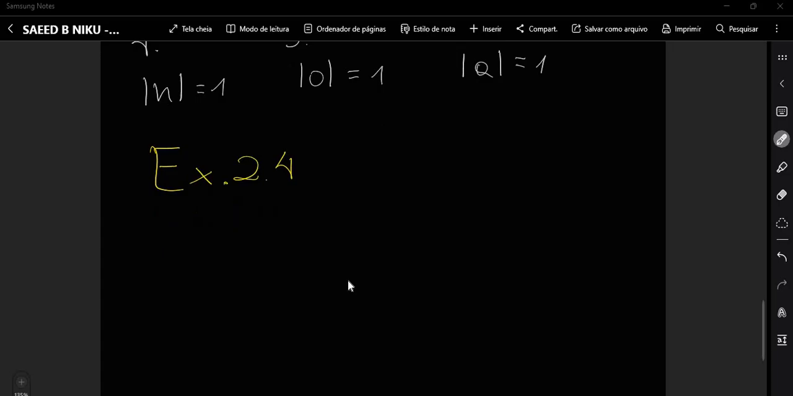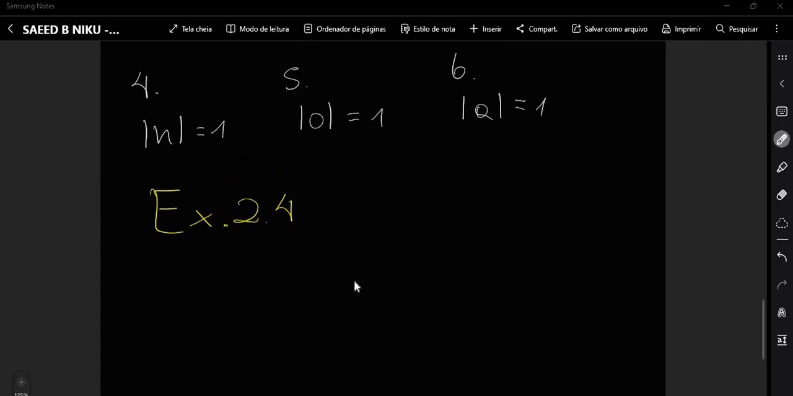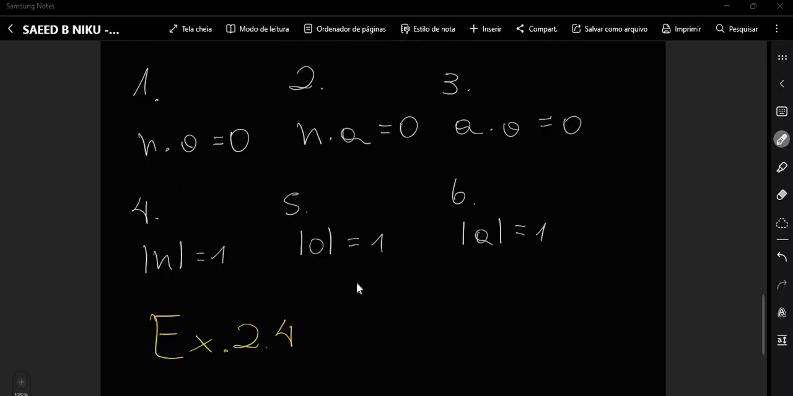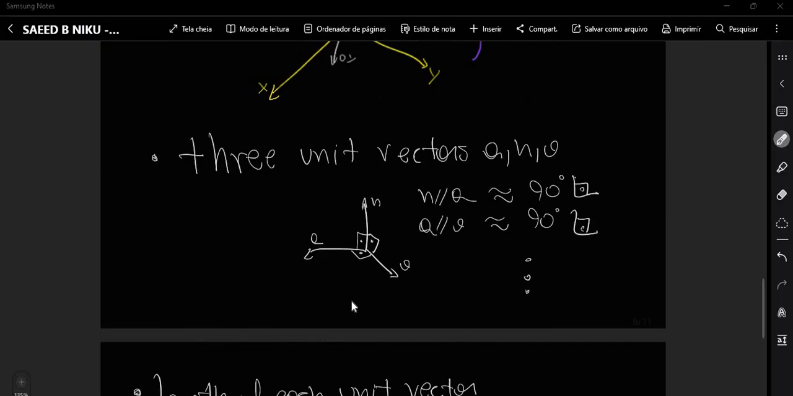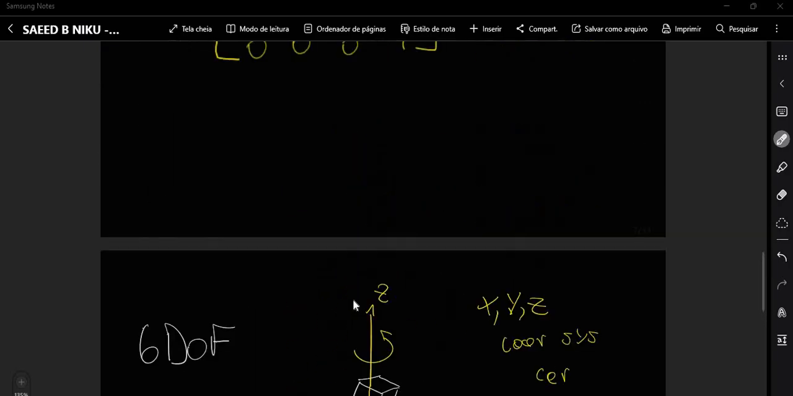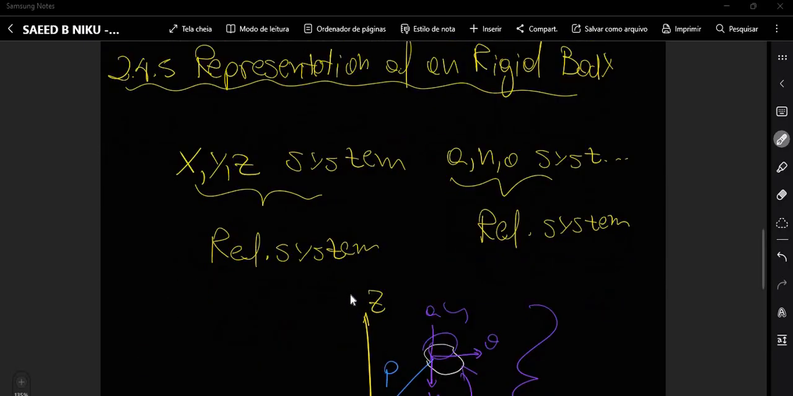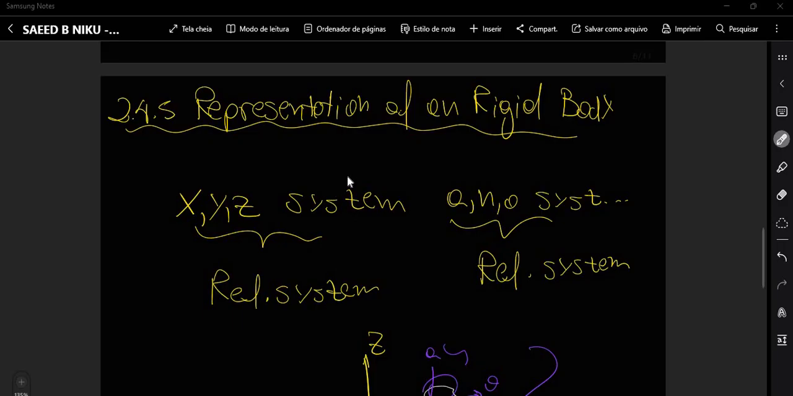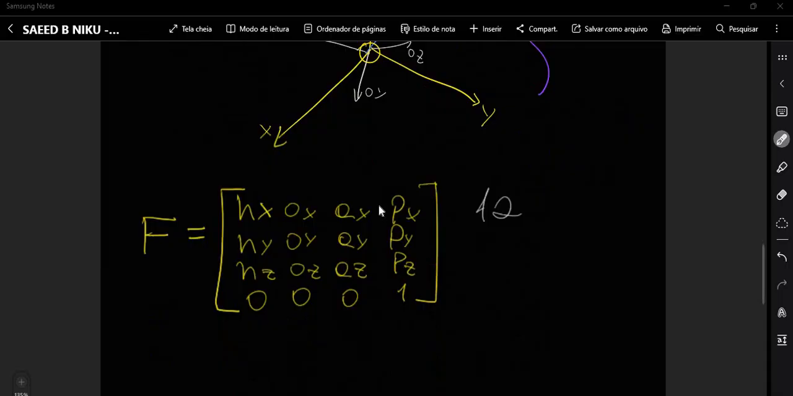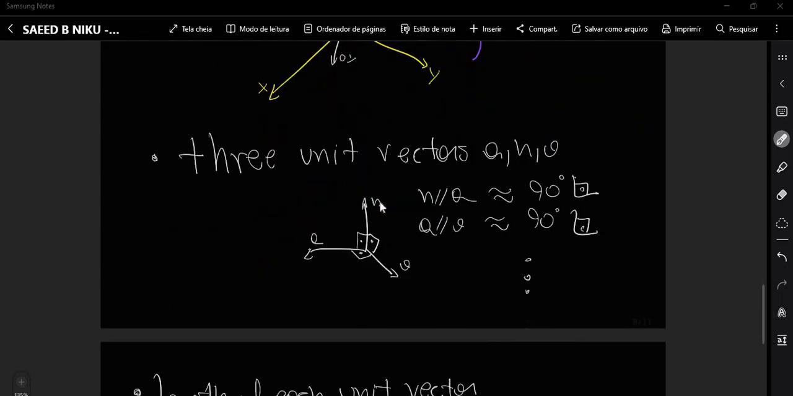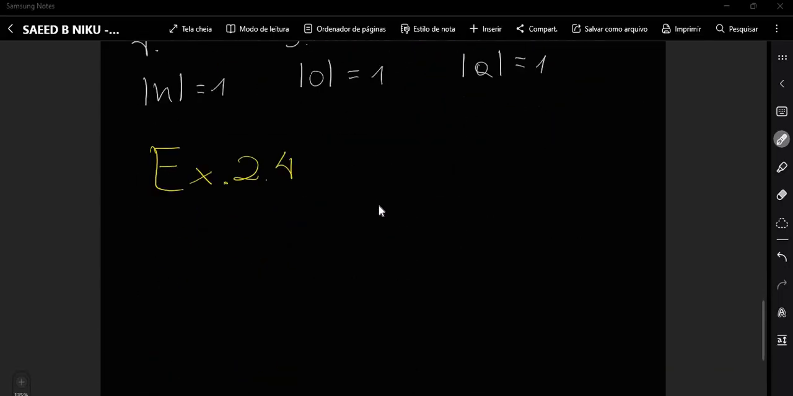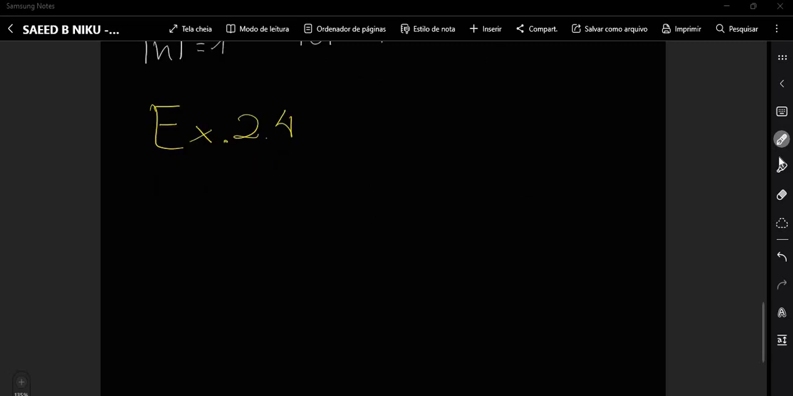Welcome back. In the last video, we finished on the topic 2.4.5, where I explain how you can represent a rigid body in a space. We stopped on example 2.4, and now we will cover this example. So let's dive into it.